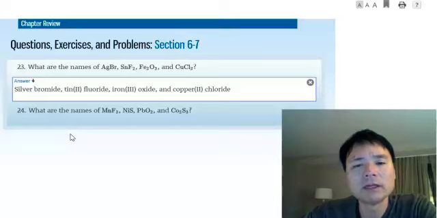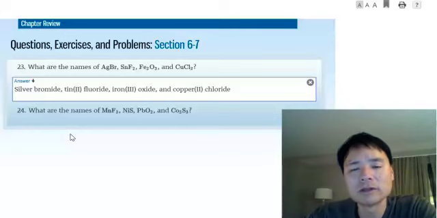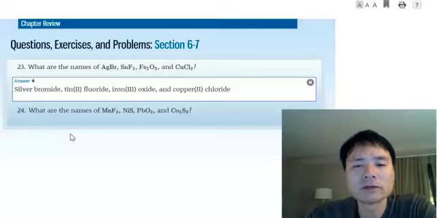And then we have lead. Okay, here we can figure out the charge on lead based on oxygen. We have two oxides. Each oxide is a -2. -2 plus a -2 gives us a -4. That means lead has to be +4. So that's going to be lead, Roman numeral 4, oxide. Lead 4 is a higher charge, so that'll be plumbic oxide.